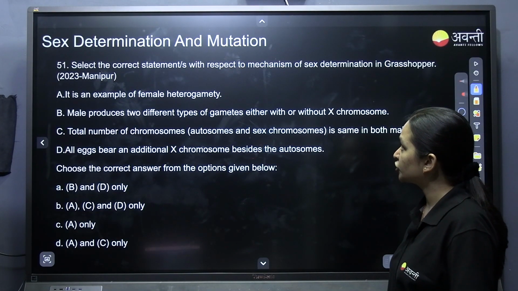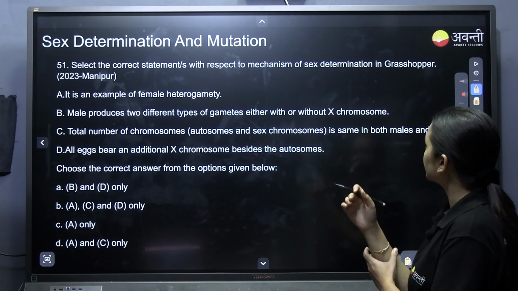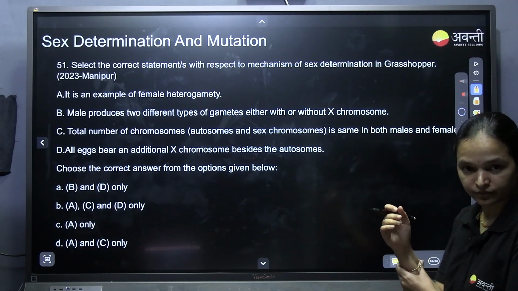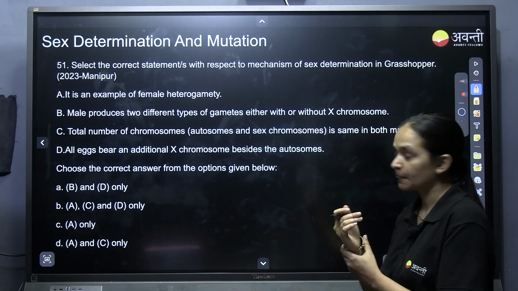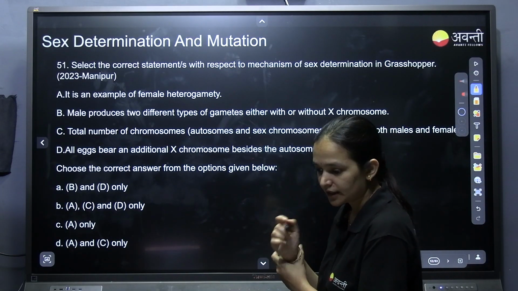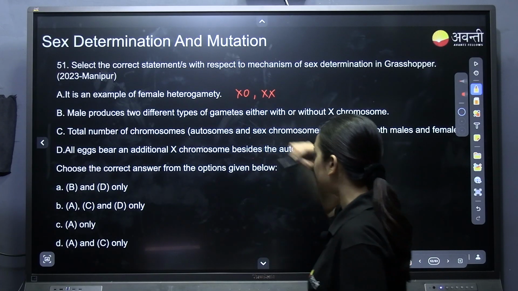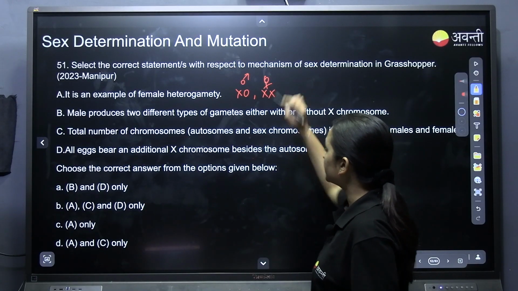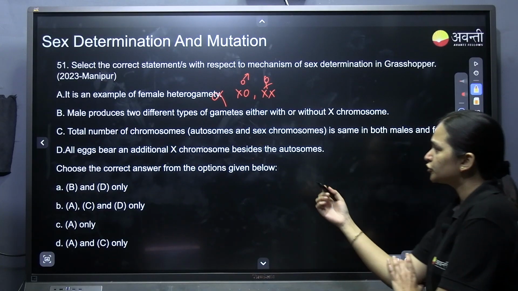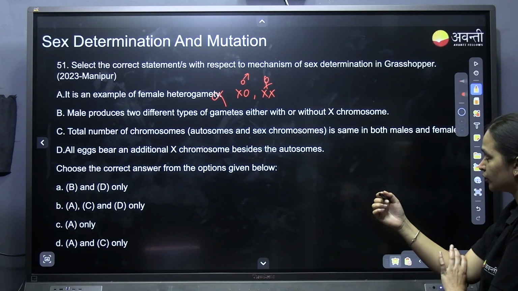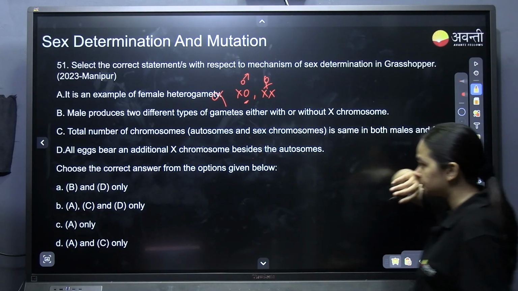Okay. Sex determination and mutation. Select the correct statement with respect to the mechanism of sex determination in grasshopper. Option A: it is an example of female heterogamety. Is it? In male it is XO type, in female it is XX type. This is male, this is female. So female heterogamety? No, it is male heterogamety. Males produce two different types of gametes, either with or without X chromosome. XO type means there is no X chromosome in the O, which means this is true.